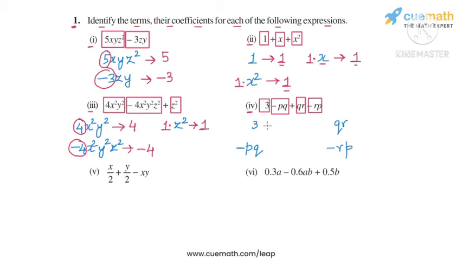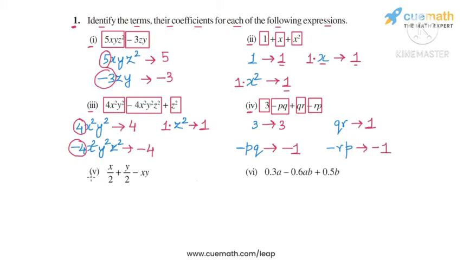What about the coefficients? So the coefficient in the term 3 will be 3 itself. The coefficient in minus pq, you can think of this as minus 1 into pq. So the coefficient will be minus 1 for the second term. For the third term qr, you can think of this as 1 into qr. So the coefficient will be 1. And then in minus rp, you can think of this as minus 1 into rp. So the coefficient will be minus 1. So these are the 4 coefficients in part 4.